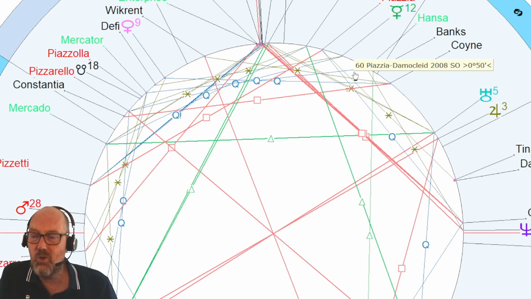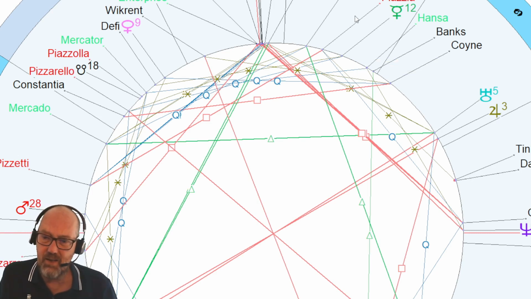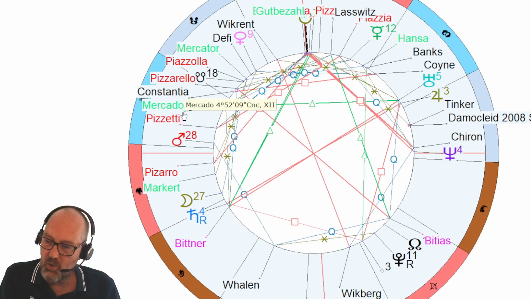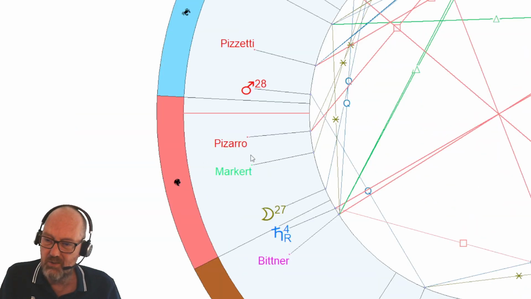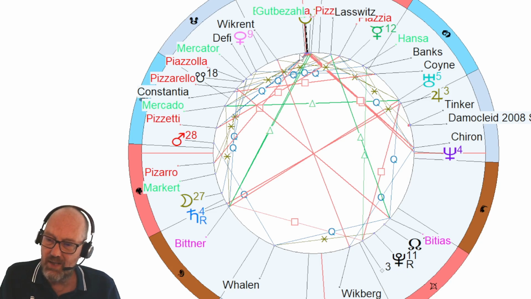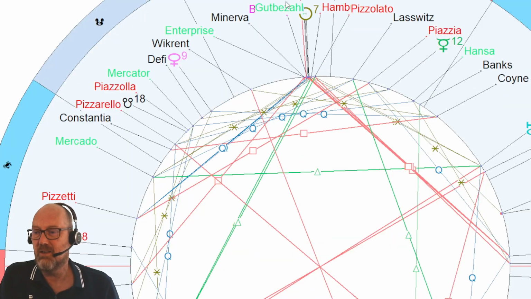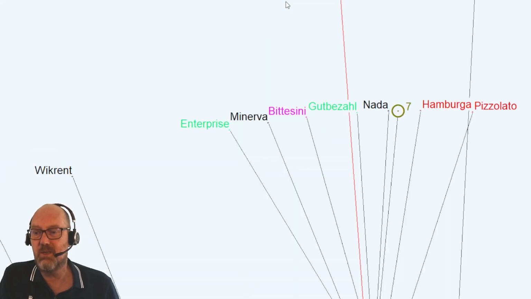But let's take a closer look at the idea of transaction, and we have a few for that. We have Hansa, which is generally about trade. Enterprise is about trade. Mercator, which is about a trader. Mercado, market, and again, these are all aspected. I'm not going to give you the full details, but trust me, they're all aspected. And my favorite one, I really love this. My favorite moment is always when I look at an asteroid and I immediately know what it means without ever having looked at it before.